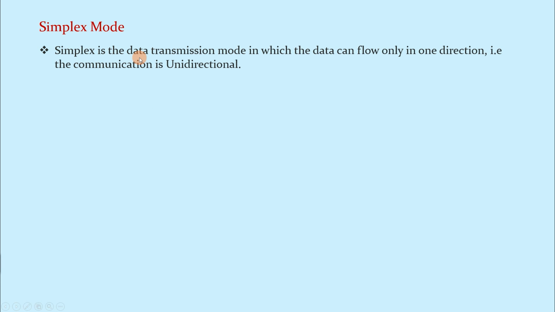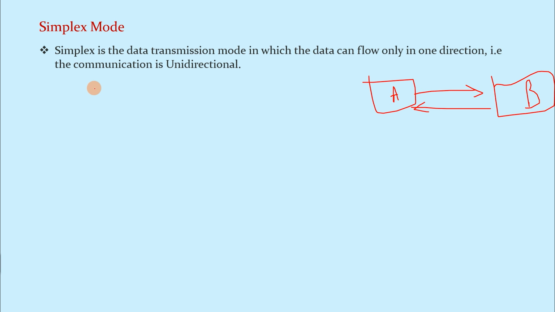Simplex mode. Simplex is the data transmission mode in which the data can flow only in one direction. That is, the communication is unidirectional. If you are sending data from system A to system B, then the data will be sent from system A to system B only, not from system B to system A. I hope you get the scenario. Let me just try to make it a little clear. Suppose this is system A and this is system B. If data is flowing in this manner, then it will not be able to flow in this manner. This is called simplex mode, where data can flow in one direction only.